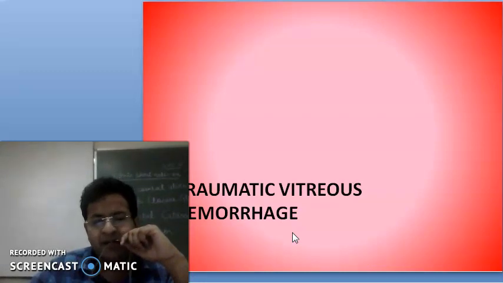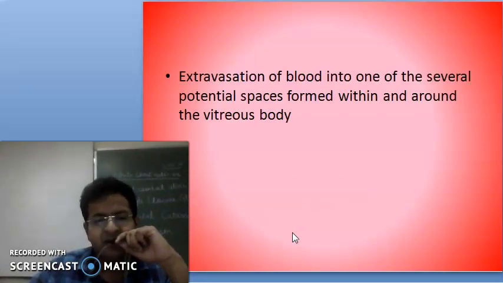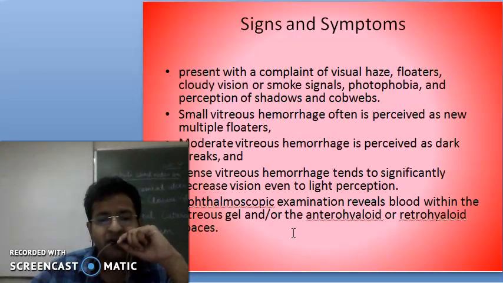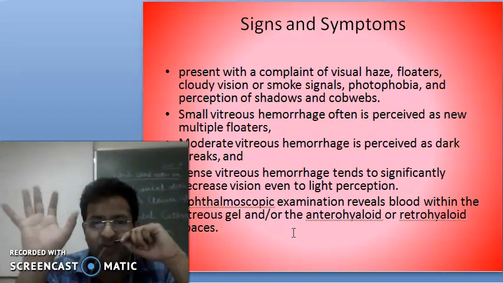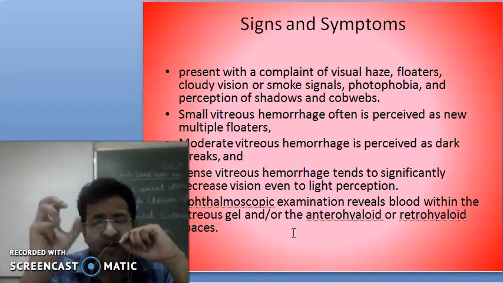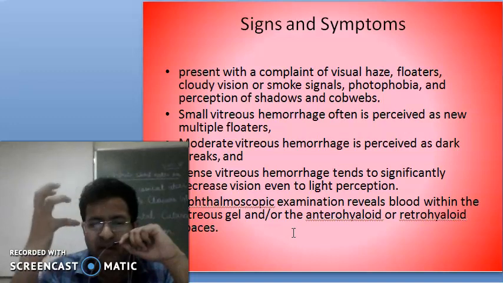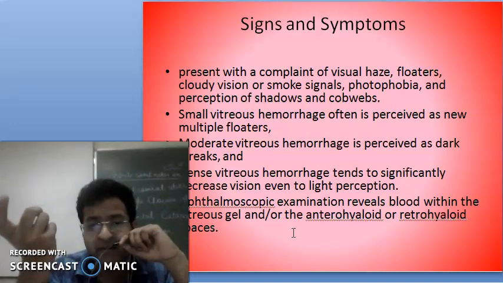There can be a vitreous hemorrhage in the eyeball after the trauma. It is due to the extravasation of blood into one or several potential spaces formed within or around the vitreous body. What are the signs and symptoms? In vitreous hemorrhage, the patient presents with the complaint of visual haze, floaters, cloudy vision, or smoke signals, photophobia, that is glare to light, and perception of shadows and cobwebs.